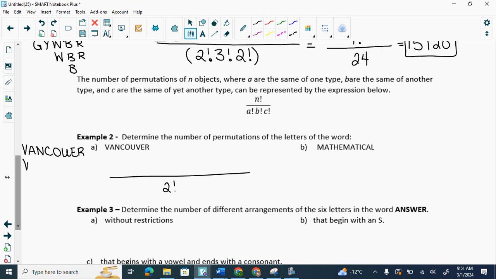Now, how many letters does Vancouver have? 9. So remember, we have to count all the letters, even the doubling up ones. So we have 9. So on the top, are there any restrictions on this? Anything like I start with a V, end in an R? No, so we're going to have 9 blanks, and we're going to go 9, 8, 7, 6, 5, 4, 3, 2, 1. So do I have to show that? Or could I just do what? 9 factorial. So if there are no restrictions on the word, you can literally just do the letters factorial over the number factorial, right?